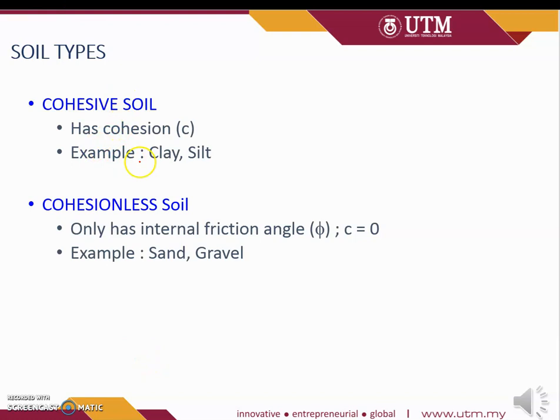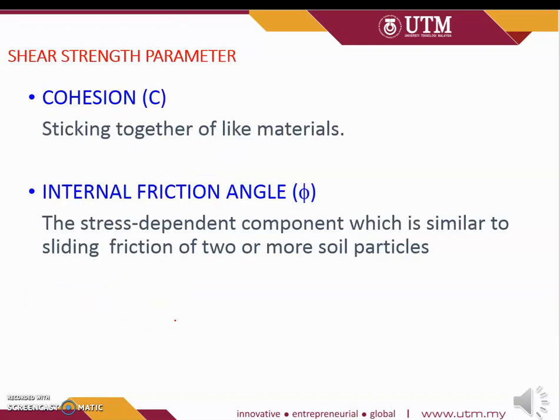Cohesive soil is such as clay and silt, but cohesionless soil only has a phi value where the C is 0. Similarly for cohesive soil, when we have a C value, phi is usually 0, especially for clay. But not to forget, we can also have another type of soil, actually a combination of two types. So let's say we have a clayey sand. Of course we will have a C value and also a phi value. Alright, so this is the definition of cohesion, the sticking together of a material, and internal friction angle is the stress dependent component of sliding against each other, right?